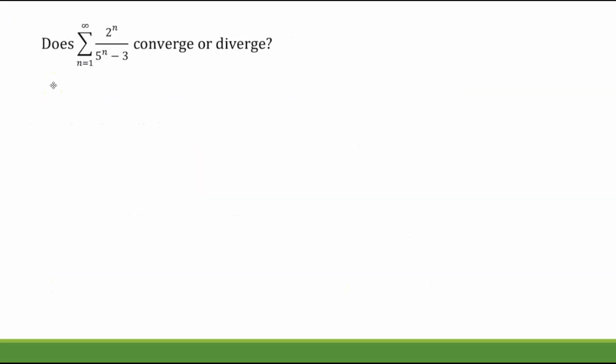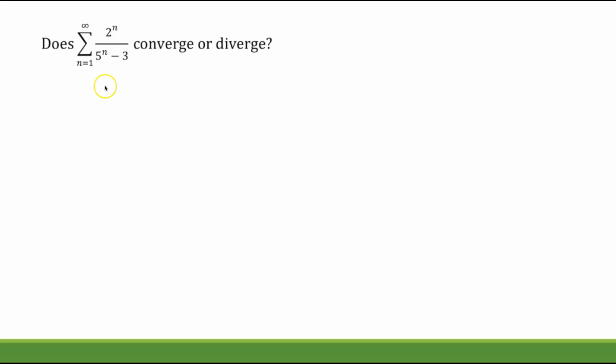Let's jump into an example. Does the sum of n equals 1 to infinity of 2 to the n over 5 to the n minus 3 converge or diverge? We do want to move forward with the limit comparison test here. And just like the direct comparison test, we're hoping to find a geometric or p-series to compare it to, because those are really easy to determine convergence or divergence of.